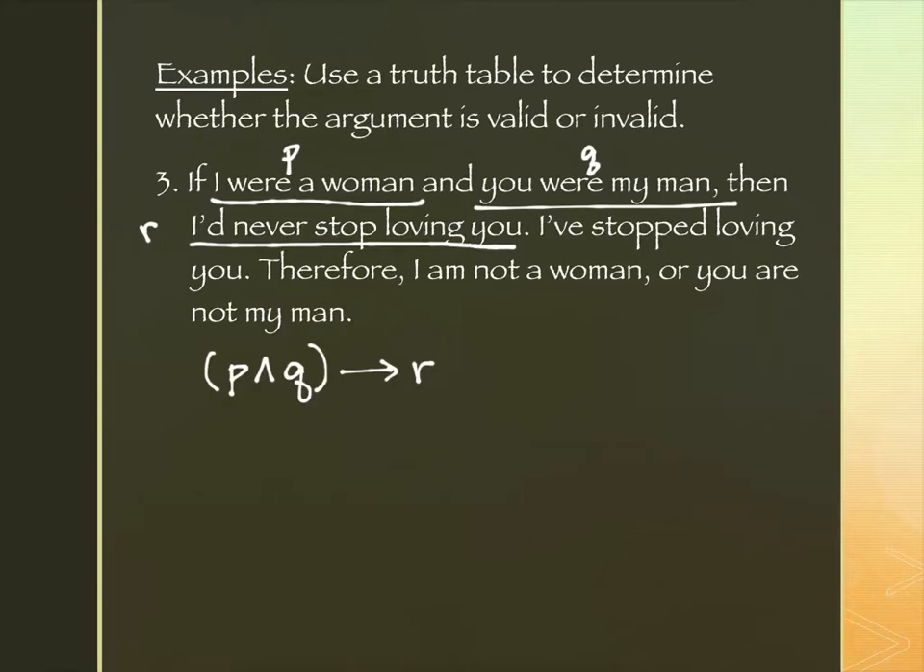What do you suppose my second sentence is going to say in terms of symbols? I've stopped loving you. Negation R. That is negation R. Wonderful. And then I have that therefore line. What is it there for? It's there to separate things, right? And I have my third sentence. My third sentence says, I am not a woman or you are not my man. What is that going to look like? Negation P, negation Q. What's going to go in between? The or, V, yeah.